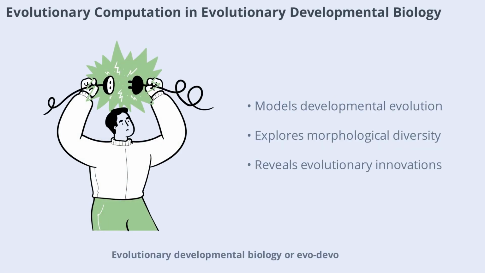Evolutionary developmental biology, or evo-devo, explores how developmental processes evolve. Evolutionary computation models the genetic and environmental factors that shape development, helping researchers understand the origins of morphological diversity. These simulations can reveal how small genetic changes lead to significant evolutionary innovations.